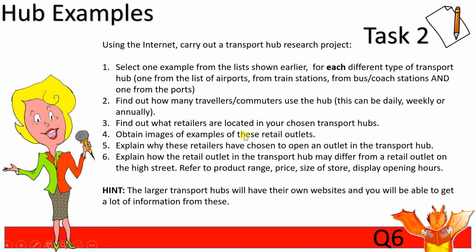Number 5 and 6 are more like the exam questions, so we're looking at the explain as the command word. Explain why these retailers have chosen to open an outlet in the transport hub. Now that's going to link back to the text we just looked at in terms of footfall, in terms of products, in terms of opening hours. All these things are related to that answer. And number 6, explain how the retail outlet in the transport hub may differ from a retail outlet on the high street. Again, there's those answers to give you a clue. And a little hint, the larger transport hubs will have their own website, so you'll be able to get a lot of information if you go direct to those ones. And your answers can be put on the next 2 slides.